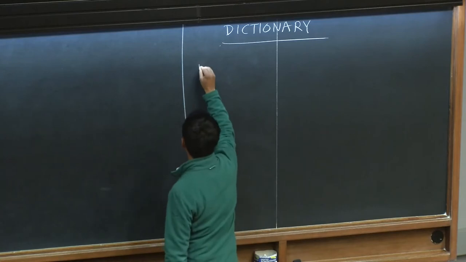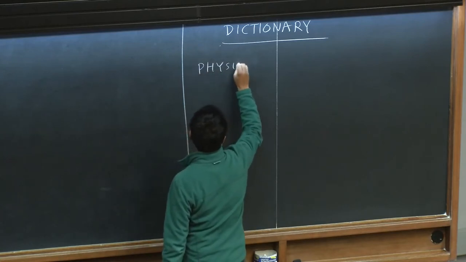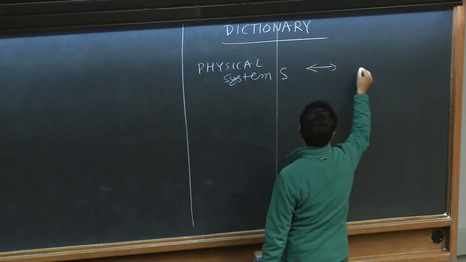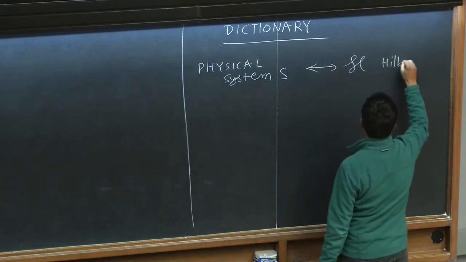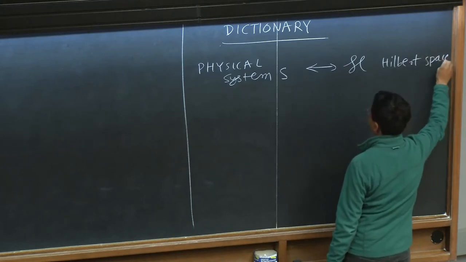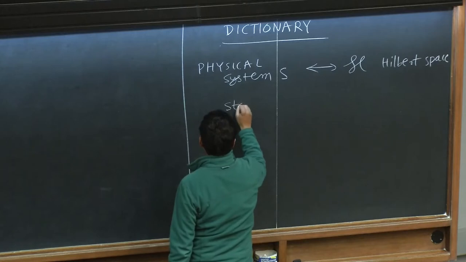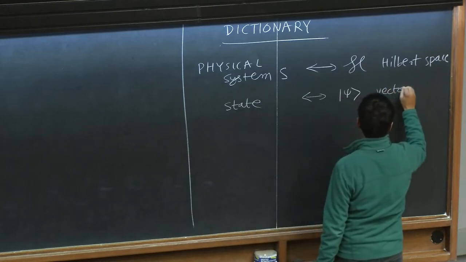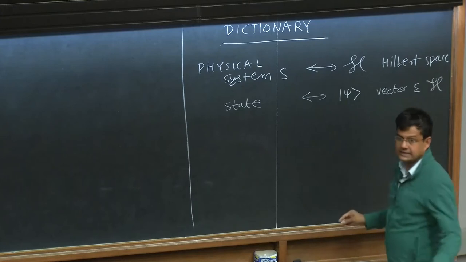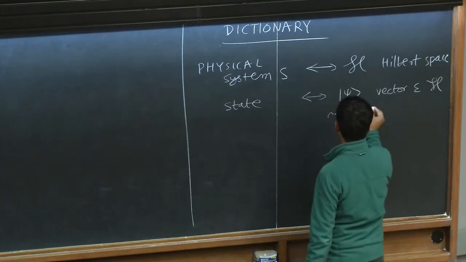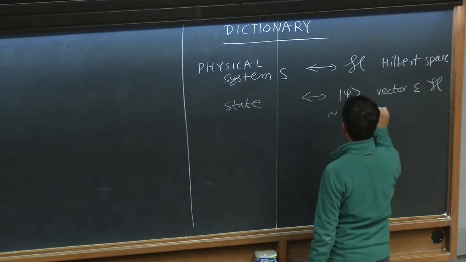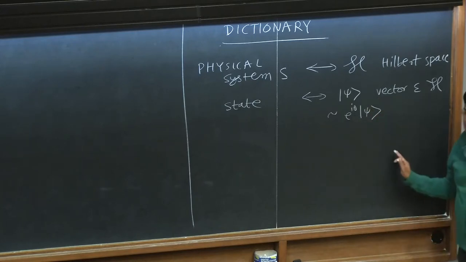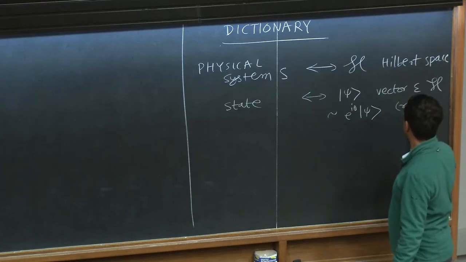So we said that to a physical system S we associated a Hilbert space. Then we said that to the state of the physical system we associate a state vector in the Hilbert space. And in fact, as was already mentioned, physically what is it? It's really a ray, because a vector and another vector multiplied by a phase have the same physical consequences. So you have to keep this in mind. Strictly speaking, it's really a ray.